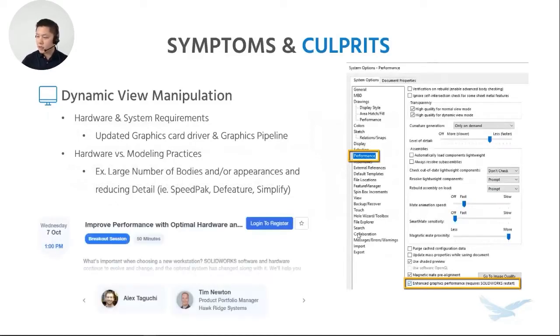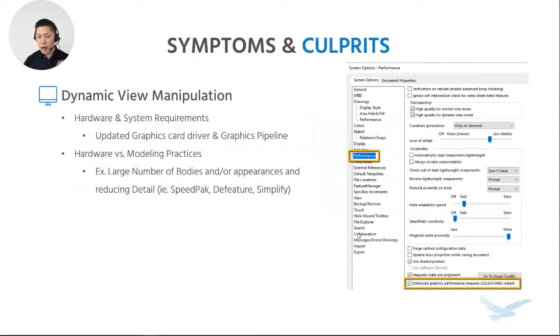So I'll talk about this one here. Under your system options, if you've seen it before, if you go to performance and then you go to enhanced graphics performance, you check that on. You're gonna have to restart SolidWorks. But once you have that on, you're gonna be able to take advantage of the graphics pipeline.